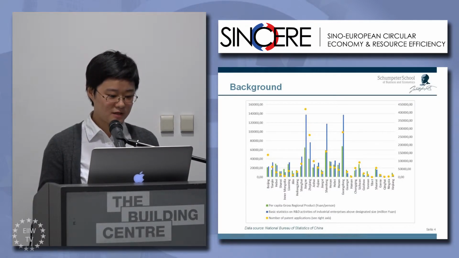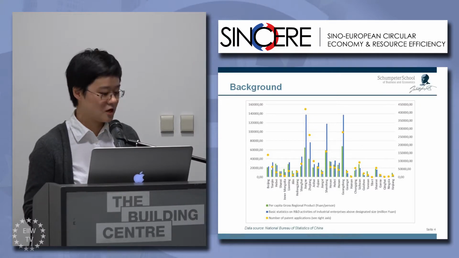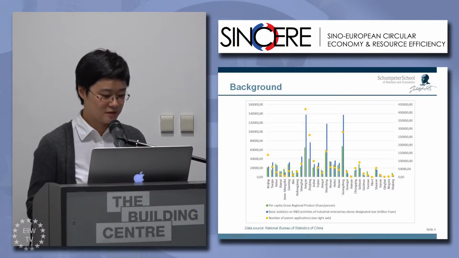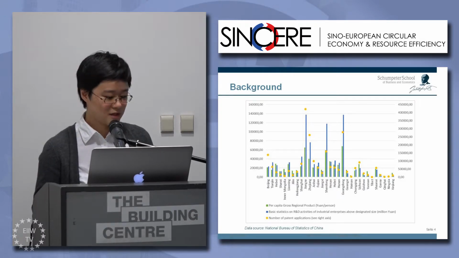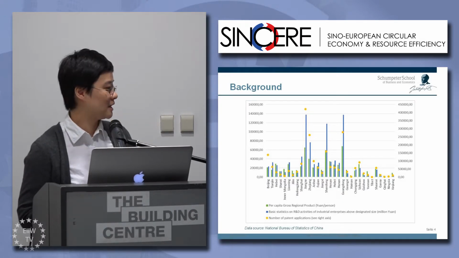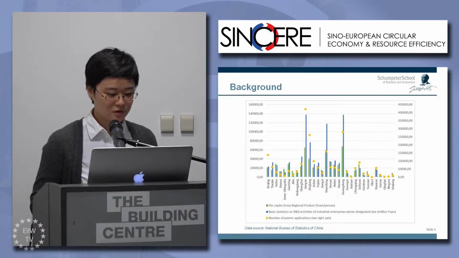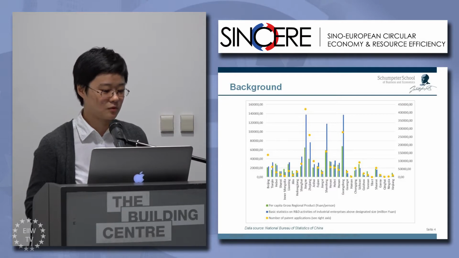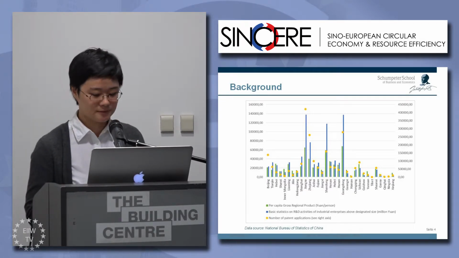And this is another graph that shows, first, per capita GRP from all the regions, second, the basic statistics on R&D, and also the last one, the number of patent applications. We can see as well that Jiangsu province, Shandong province and Guangdong province ranked the top 3 on all these 3 indicators.